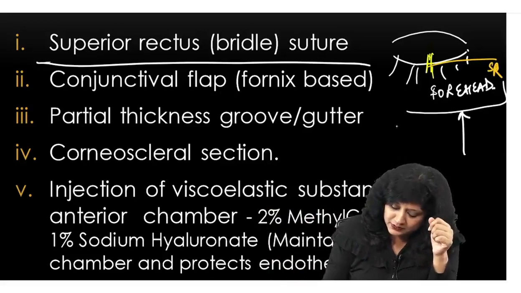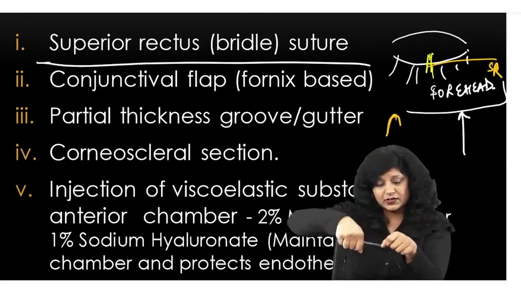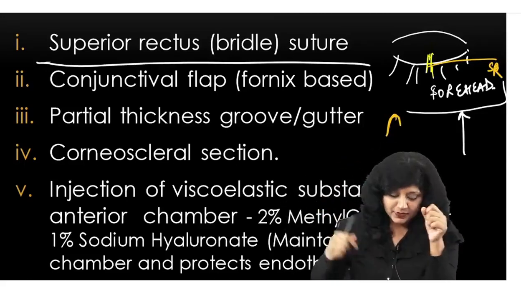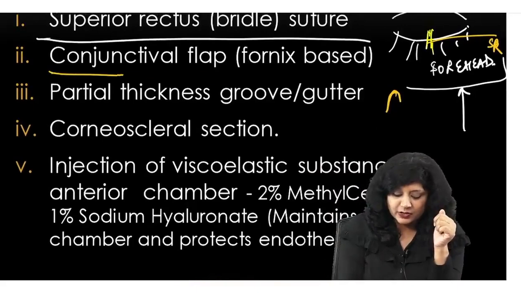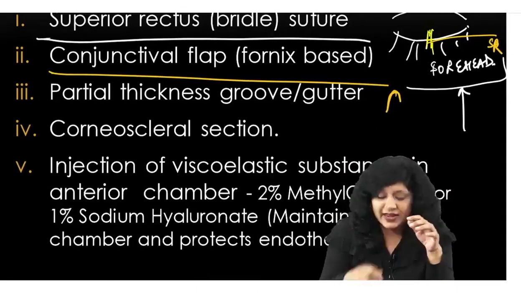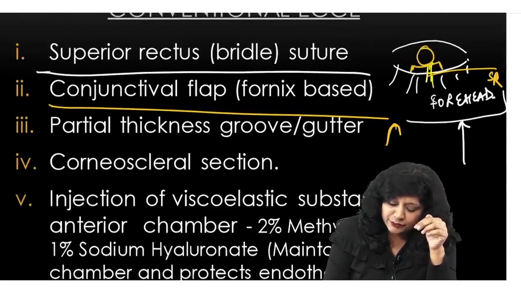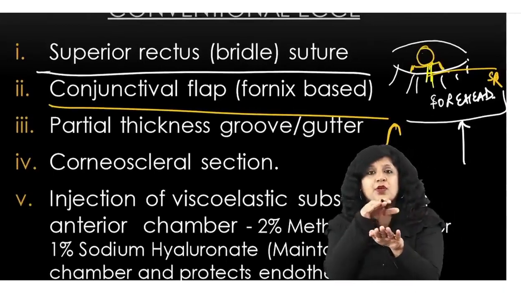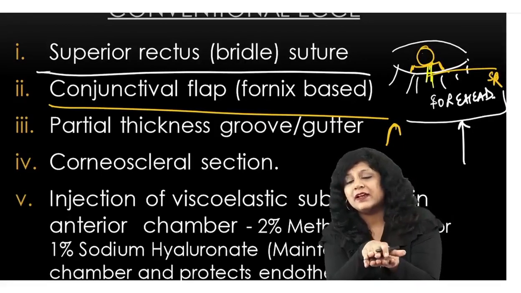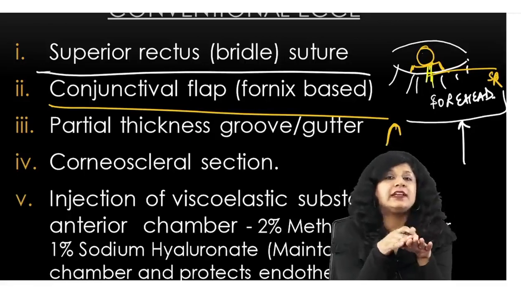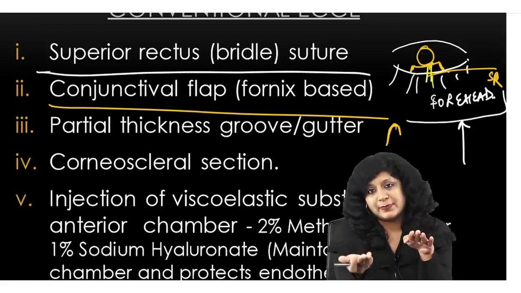So this kind of needle is there. You give this bridle suture, and then you tie it back. Then the second important thing that you have to do: suppose this is your cornea here, you have to create a flap here, because afterwards you have to make an entry into the anterior chamber. You have to go inside the anterior chamber, only then are you able to aspirate the lens.